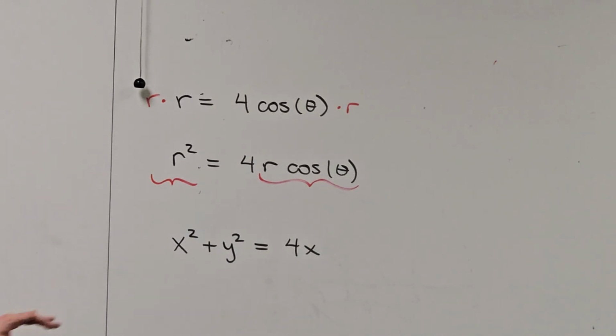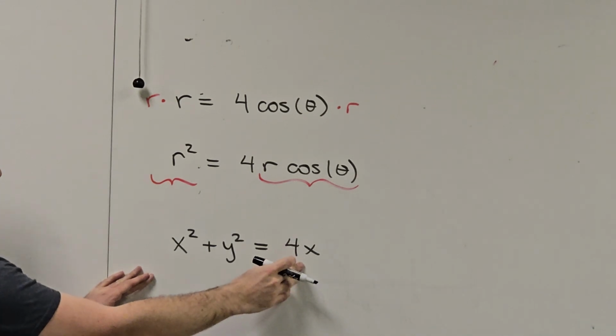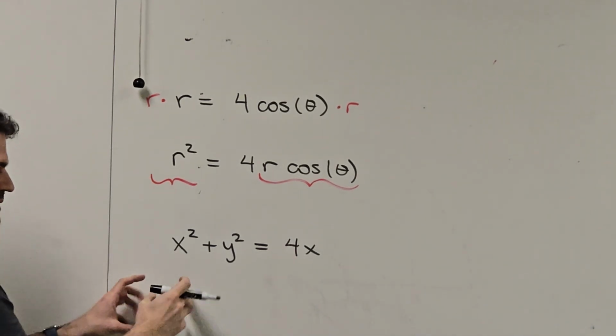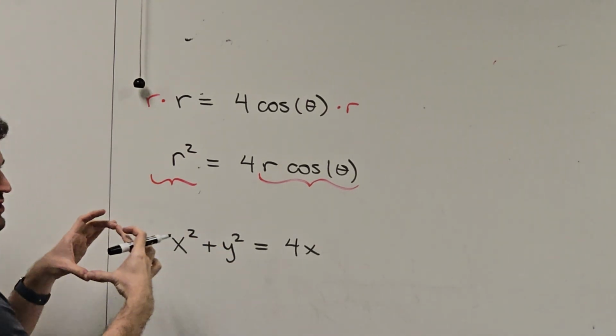Now, you could rearrange this. It would just be a lot of algebra, completing the square. You can move this over and end up writing this as something. This just ends up being a circle. It's just not centered at the origin. It's just moved over a bit.